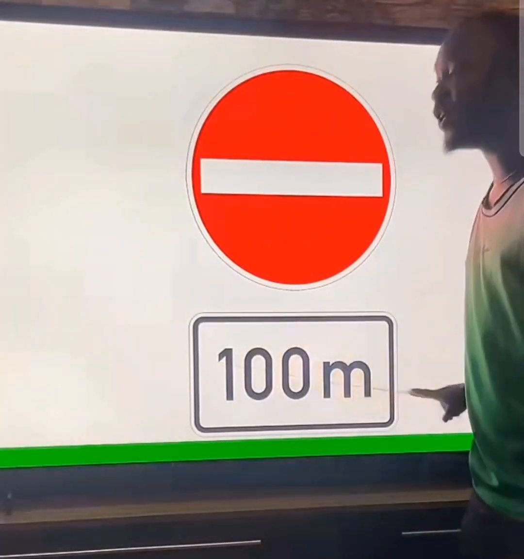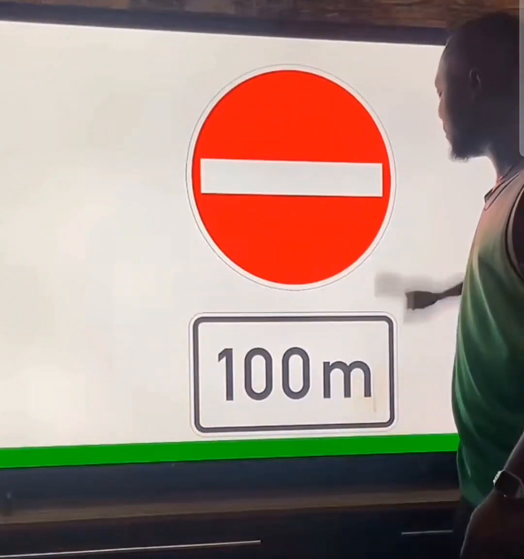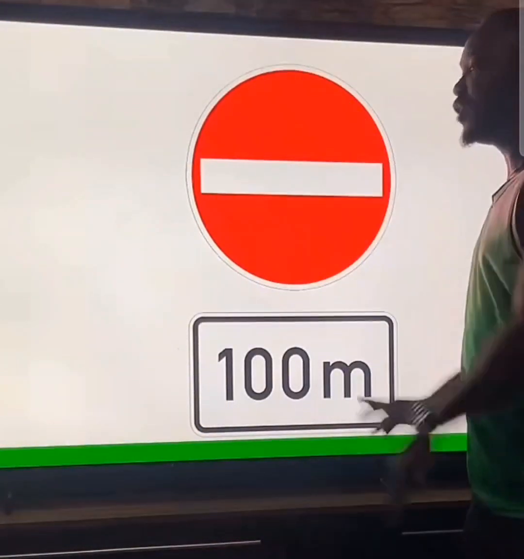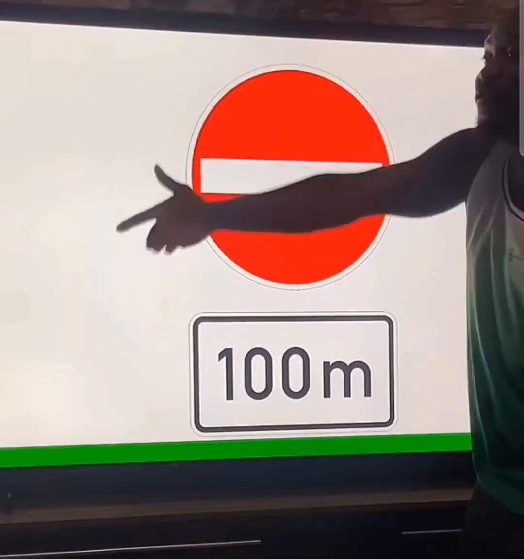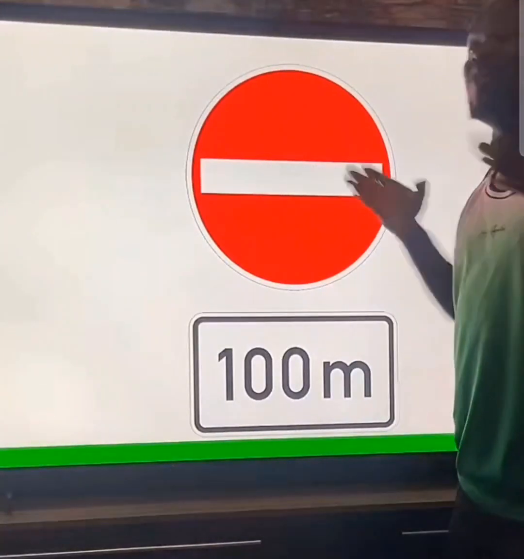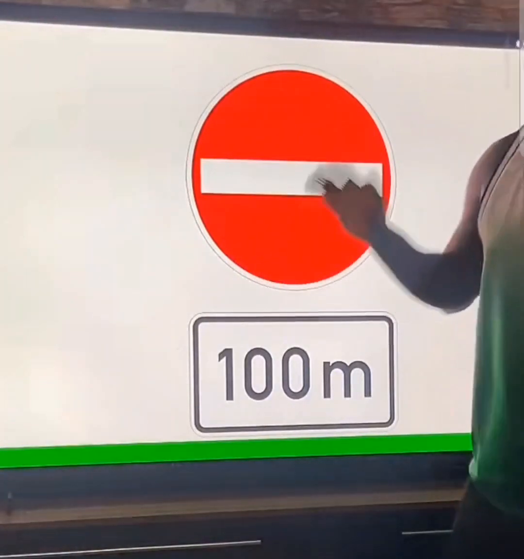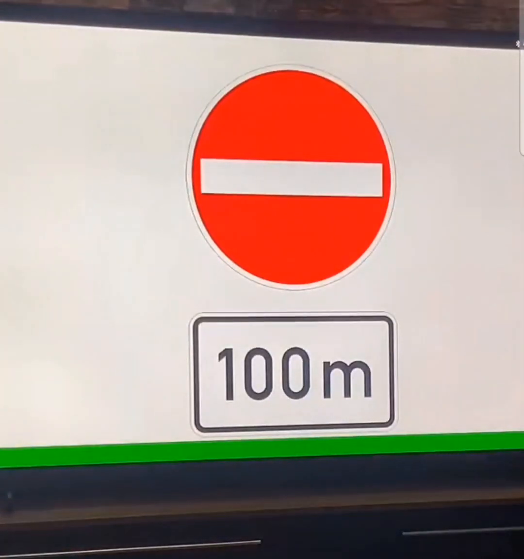So anytime you see 100 without an arrow sign, there is no arrow pointing to this side or this side. It means that ahead of you, there's going to be a sign that you cannot enter. Ahead, in 100 meters, there's going to be a road, a street that you cannot enter.